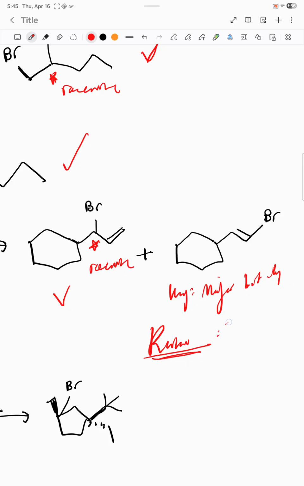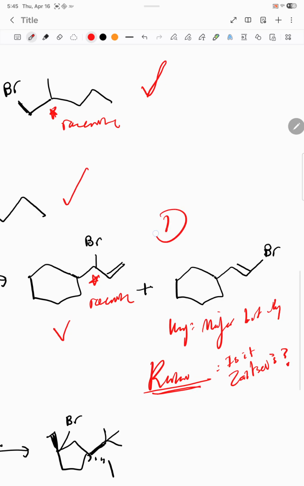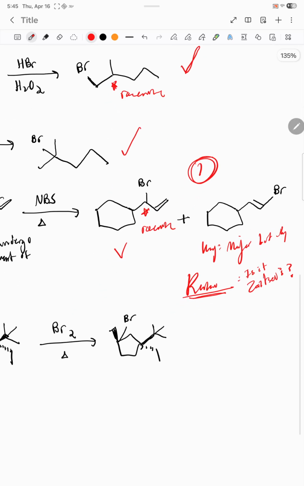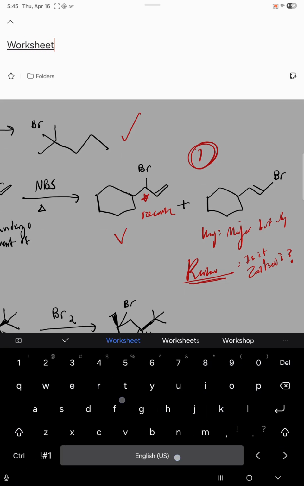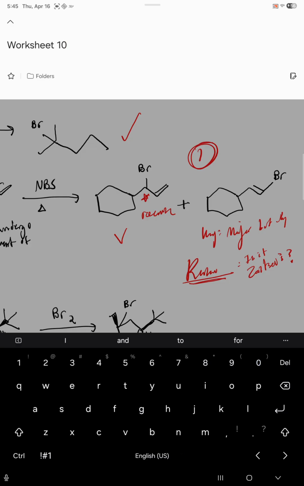So is it Zaitsev? Is it Zaitsev's? This is our first question of worksheet 10. The title will say worksheet 10, take 2.